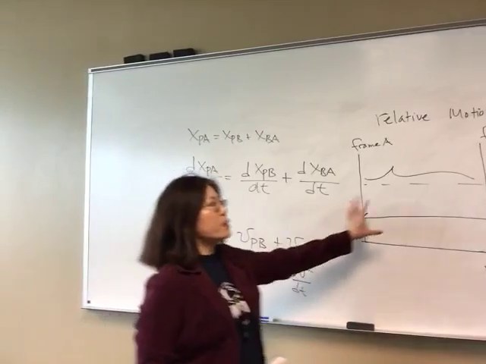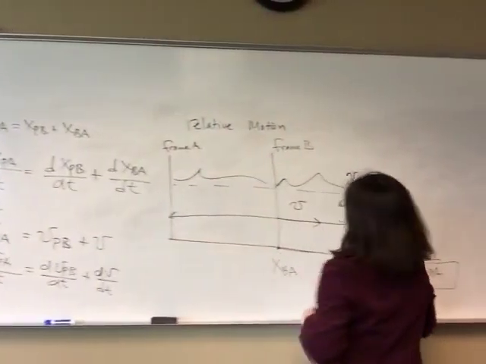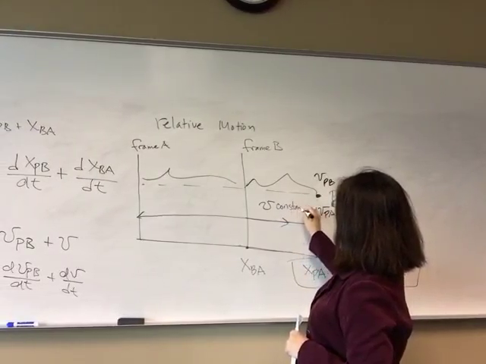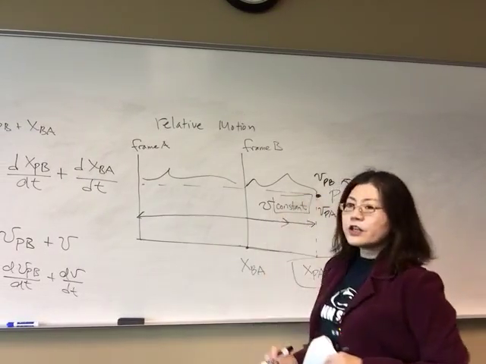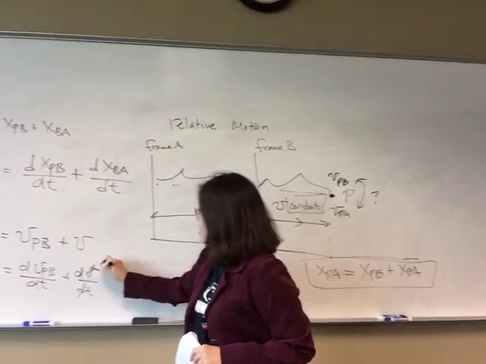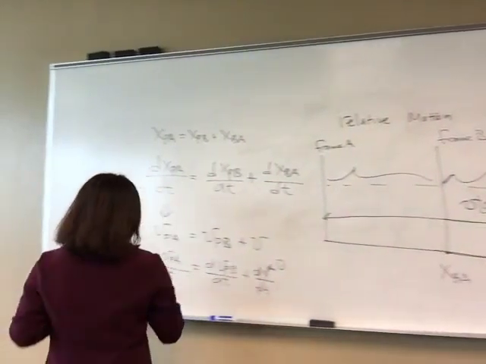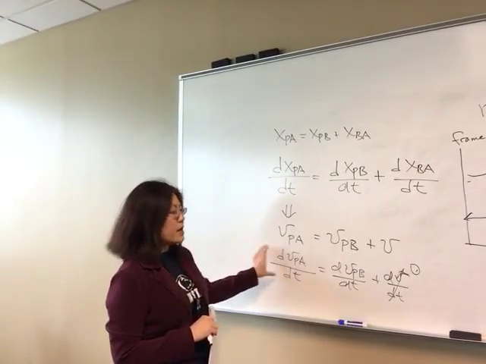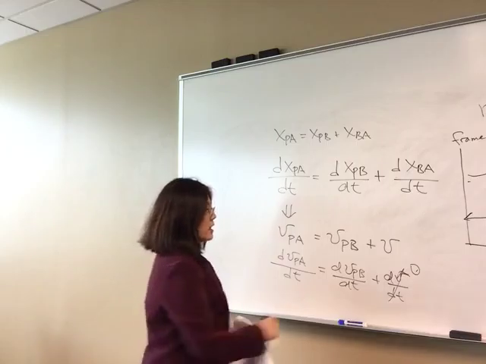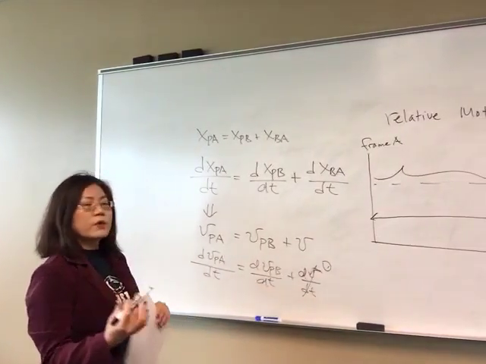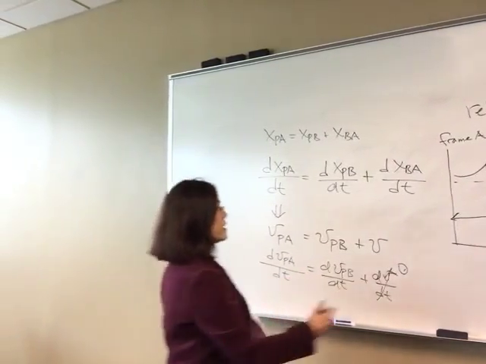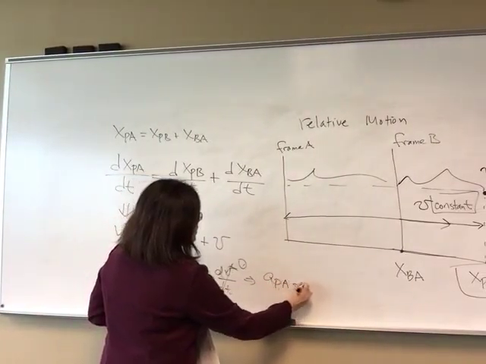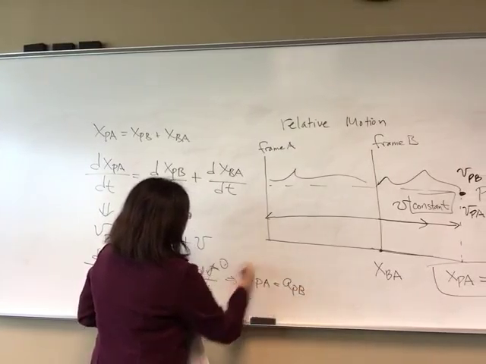Now let's say these two frames are moving away from each other, and this velocity we assume is a constant. If it is a constant, this term goes away. Then this one gives you the acceleration measured in frame A, and this is the acceleration measured in frame B. Because there's no acceleration between frame A and frame B, what we have here is that the acceleration in frame A is equal to the acceleration in frame B.